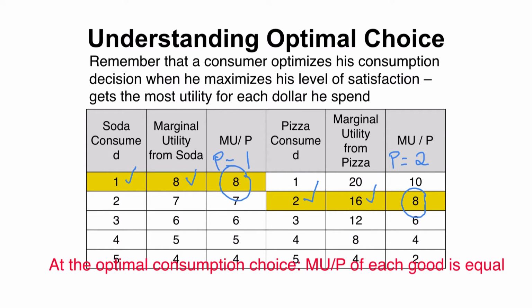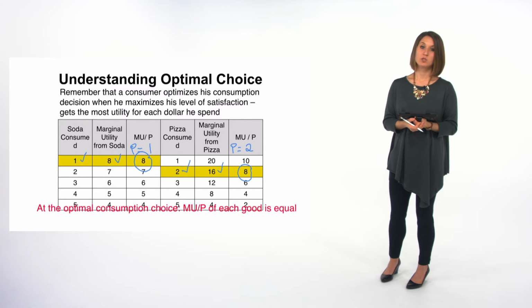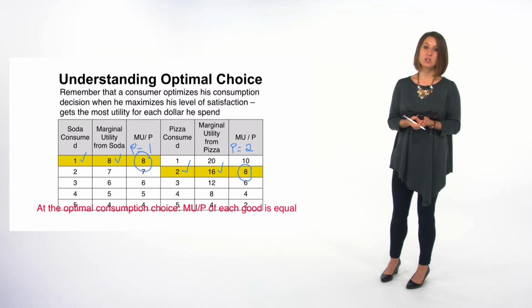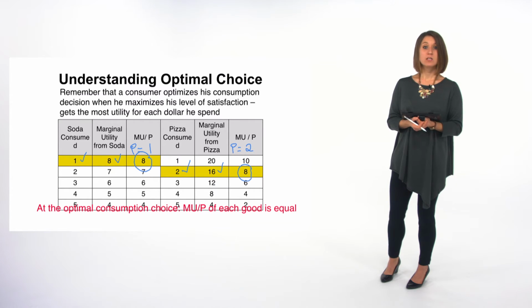So what we can observe from this example is that at the optimal consumption point, the marginal utility for each dollar that we spend on soda is exactly equal to the marginal utility for each dollar that we spend on pizza. Total utility has been maximized at 44 utiles, and this will represent the optimal consumption choice for the consumer.